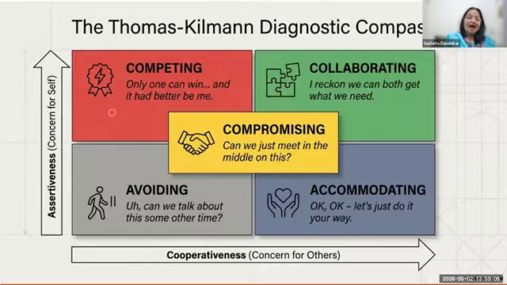So you will assert high assertiveness. At the same time, you could be collaborating. You can say, I reckon we can both get what we need. This is high assertiveness and high concern for others. And the fifth component that Thomas and Kilmann said was compromising. Can we just meet in the middle on this, so that we both have a win-win situation? So this is the diagnostic compass that they put forward.